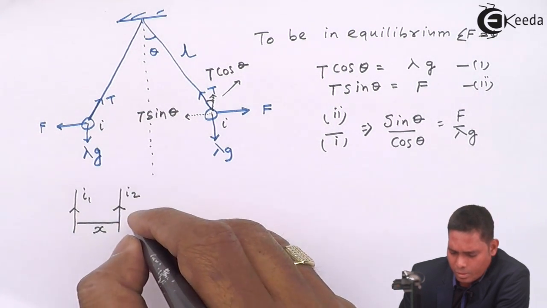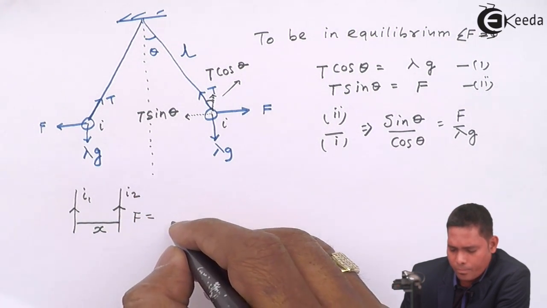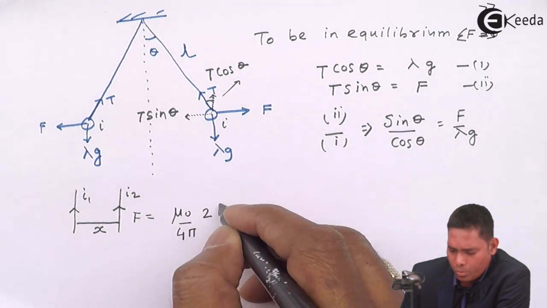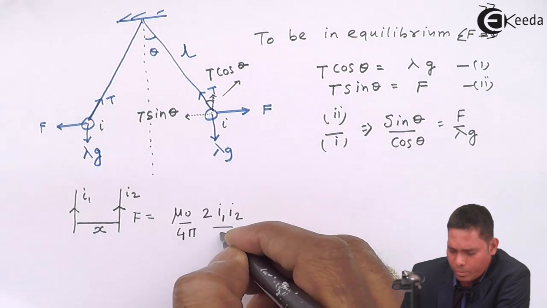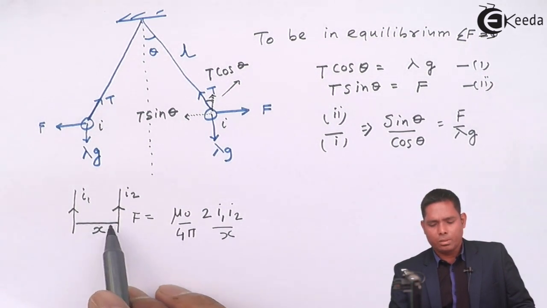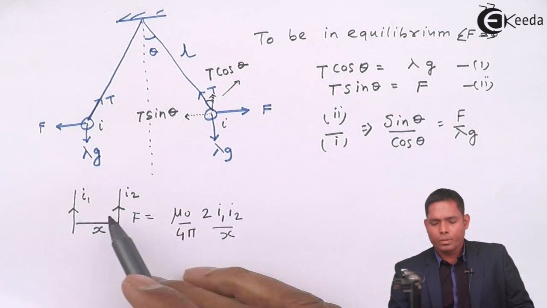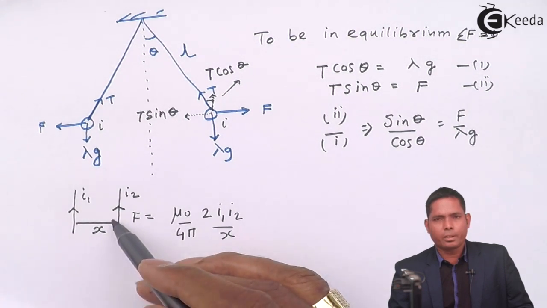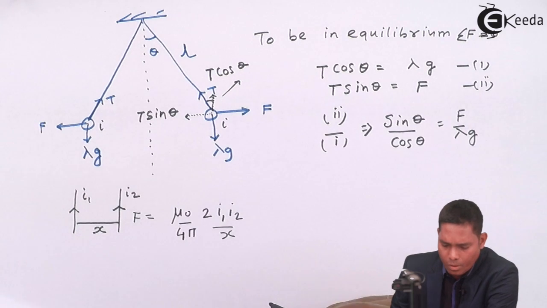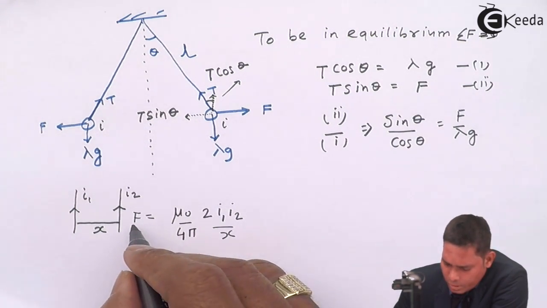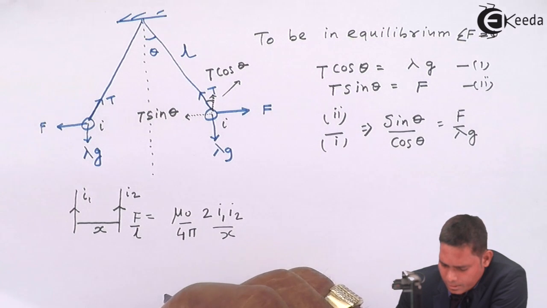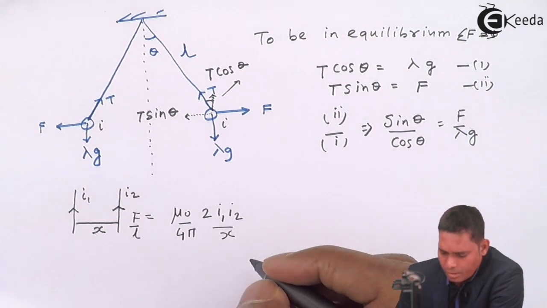Whatever is the case, the force magnitude is given by mu 0 upon 4 pi, 2 I1 I2 divided by x, where x is the distance of separation between the two conductors, and I1 and I2 are the corresponding currents flowing through them, and mu 0 upon 4 pi is a constant that we know. So this is the force per unit length.